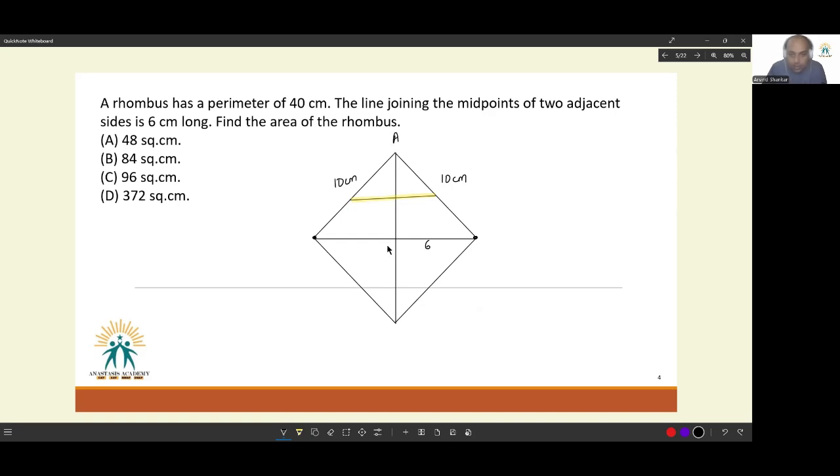So for triangle AOB, which is a right angle triangle, the hypotenuse is 10, one of the sides is 6, so the other side AO will of course be 8. So the area of this triangle, whatever I get here, will get replicated 4 times. So it will be 4 into half into 8 into 6. So it will become 2 into 8 into 6, or the area will be 96 square centimeters, or option C will be the right answer.